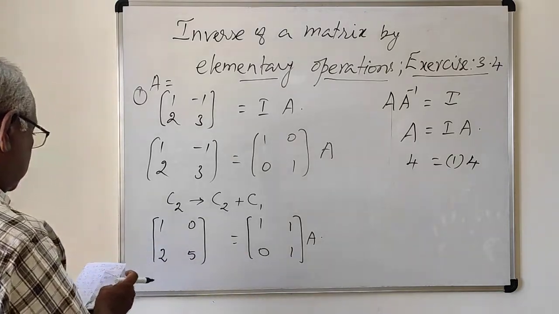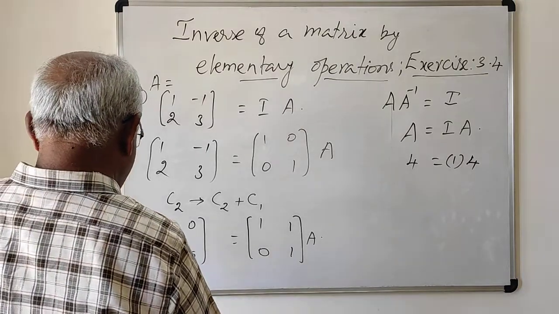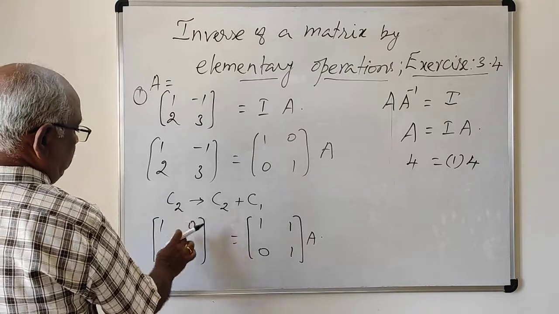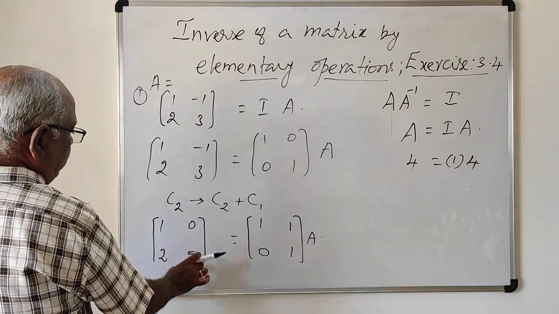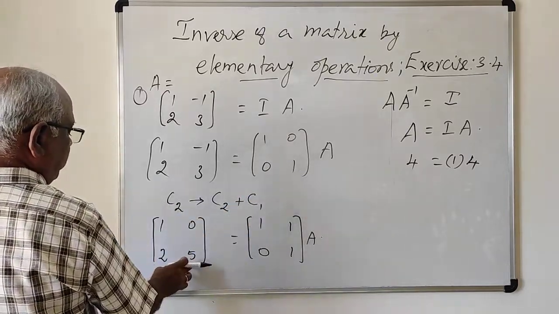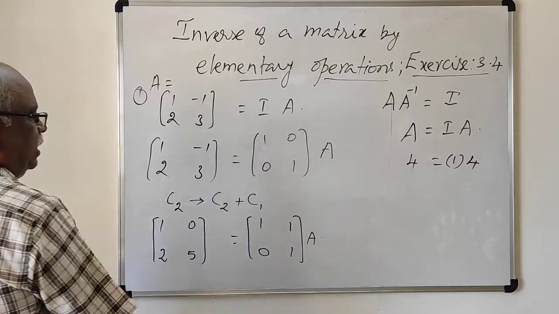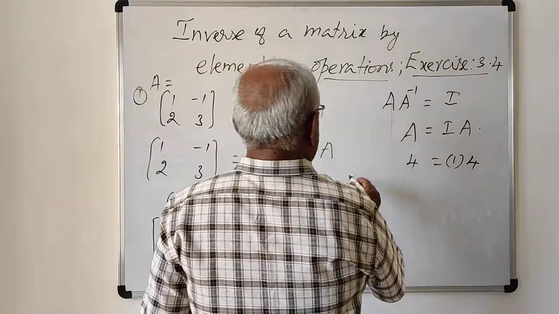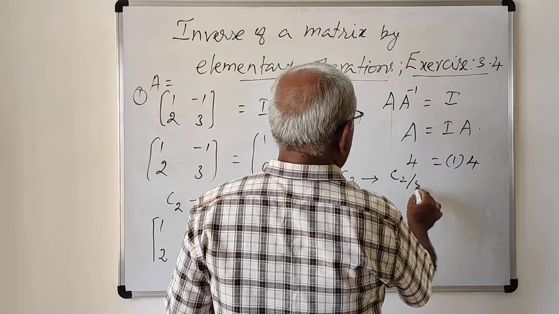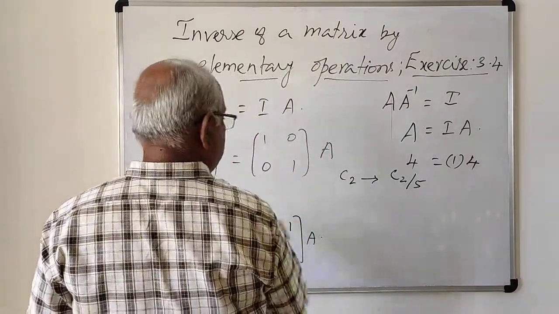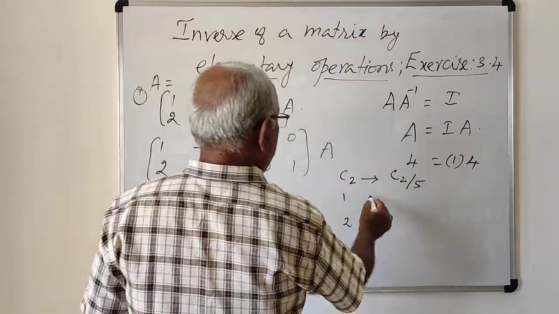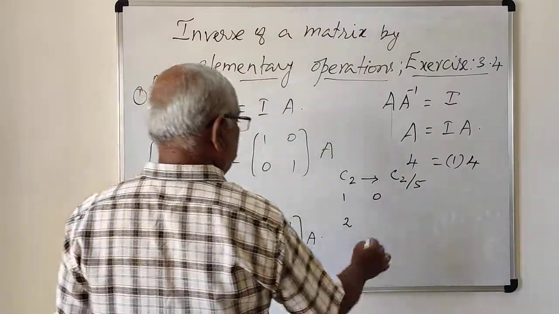Next operation, you divide column 2 by 5. Second column elements you have to divide by 5. Then only you will get 1 here, because we want 1 here. Therefore, you divide 5 by 5, you will get 1 here. Therefore, column 2 becomes the elements of column 2 divided by 5. So first column you will not alter. 0 by 5 is 0. 5 by 5 is 1.